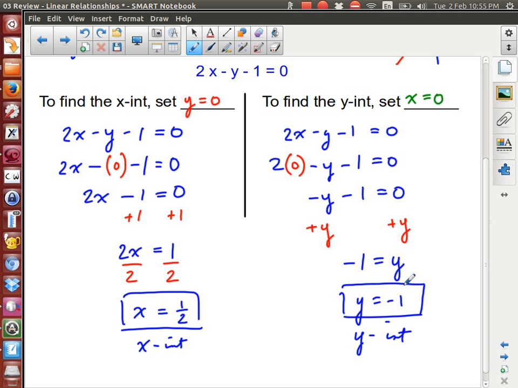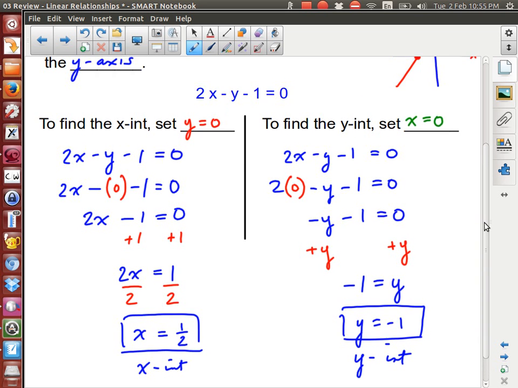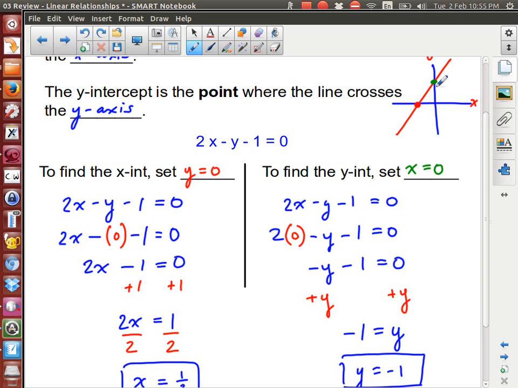Now I mentioned to you before, you want to have more than 2 points to draw your straight line. But when you're using the intercept method, all you're going to get are 2 points. So these are the 2 points we would use to do our graph. We would start at x equals 1/2. Now obviously what I've got drawn here doesn't correspond.